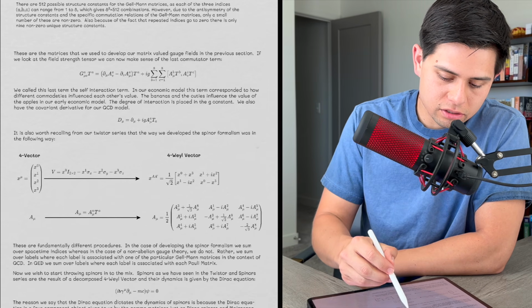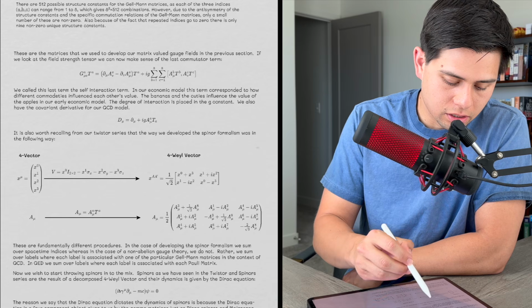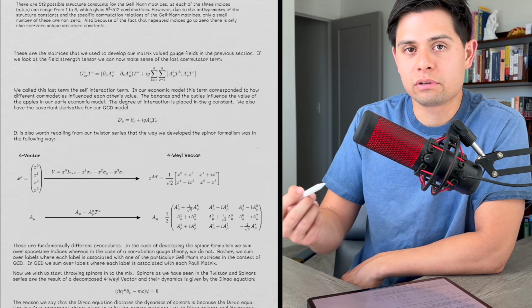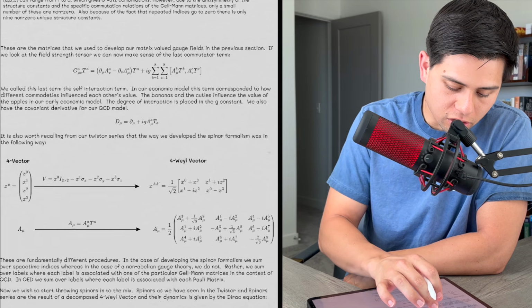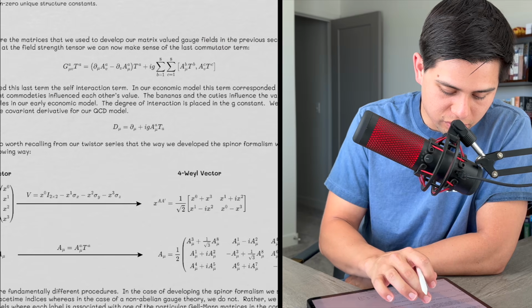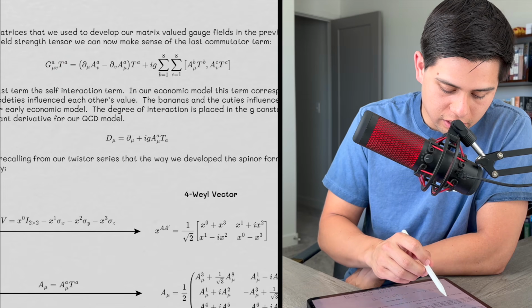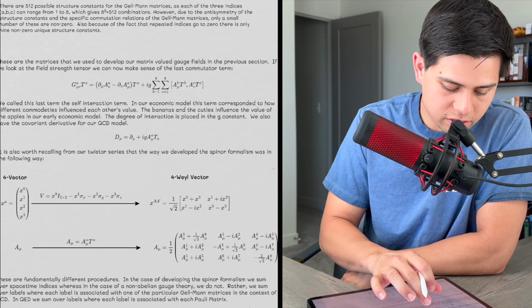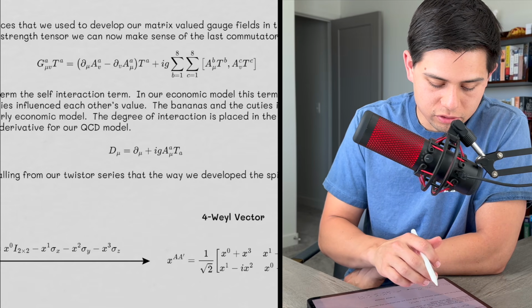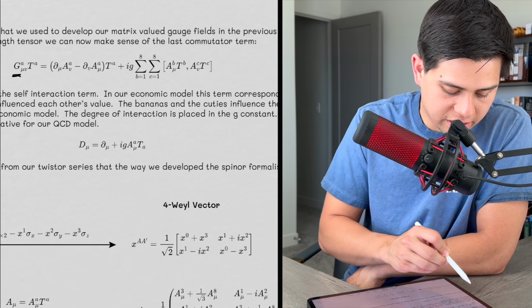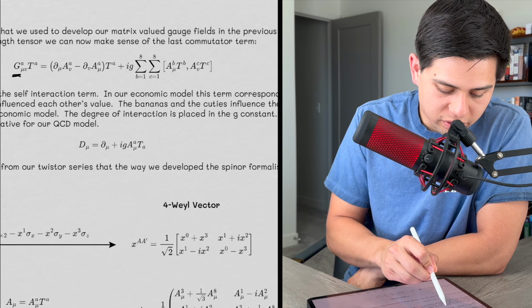So these are matrices that we use to develop our matrix-valued gauge field. Recall that we had looked at this equation here. From our matrix-valued gauge fields, we are able to create a field strength tensor, right? Our field strength tensor is this guy right here, but with all the T's here, right?